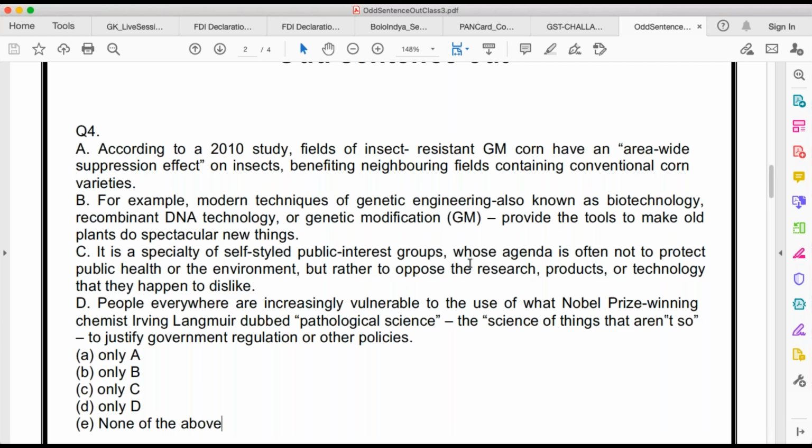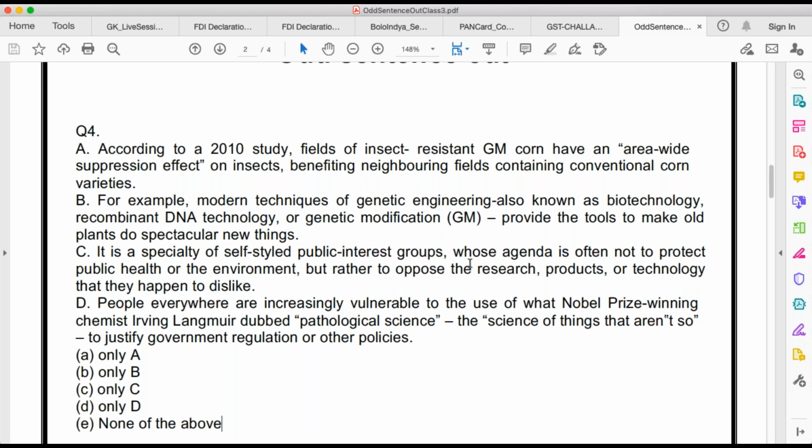C is opposing it. And that's why I'm connecting it. What I'm saying is, in D, we talk about unnecessary government regulation. In C, we talk about public interest groups opposing the research. In B, I'm talking about the technologies through which that research can be done. So I'm trying to find a link between B, C, and D.